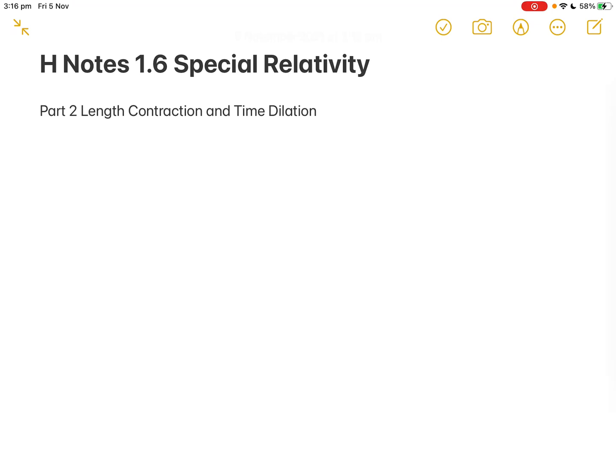Higher Notes, Unit 1, Section 6, Special Relativity. This is part 2, where we look at length contraction and time dilation.